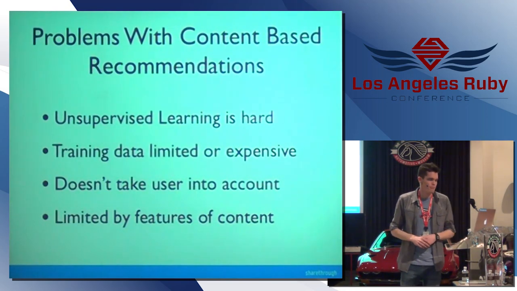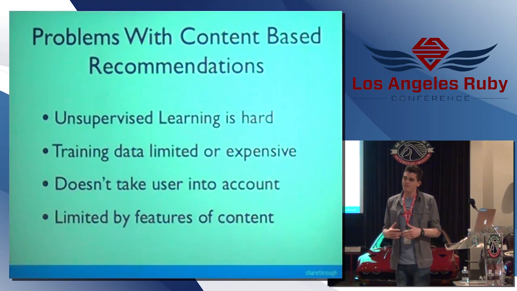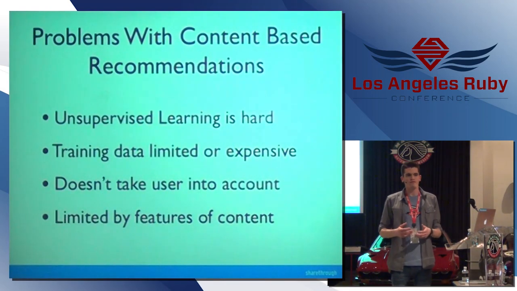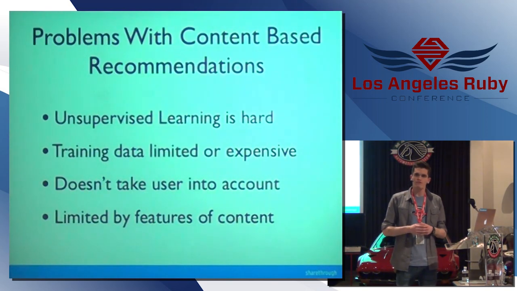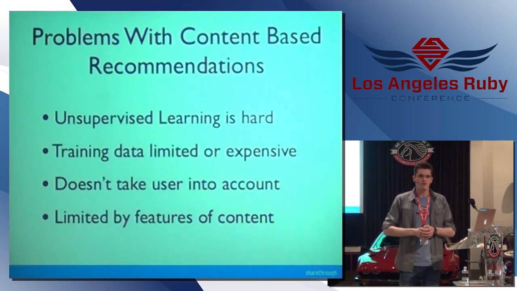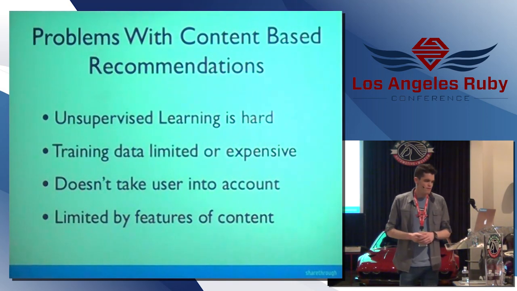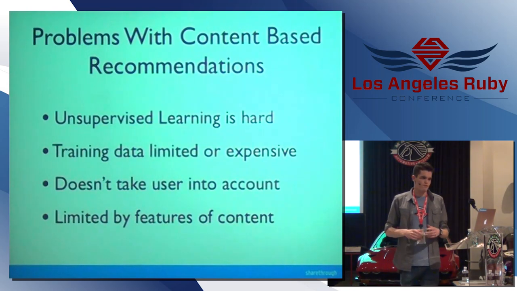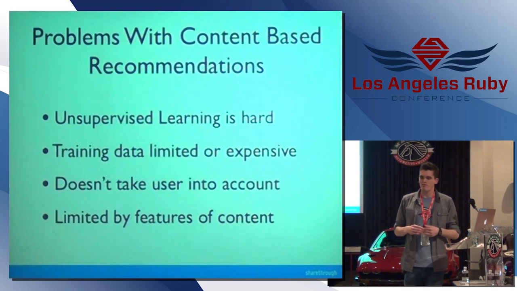The other problem is it doesn't take users into account. Clearly there's some importance in recommendations for users who are similar to myself. I don't just want to see content that is exactly the same as what I just watched. Sometimes I want your system to recommend new, novel content that I might not have been able to discover on my own. There also can sometimes be limited features for the types of content that you have. If you have videos, it can be very hard to pull out features that you can machine learn on.